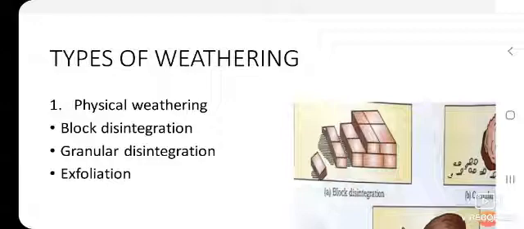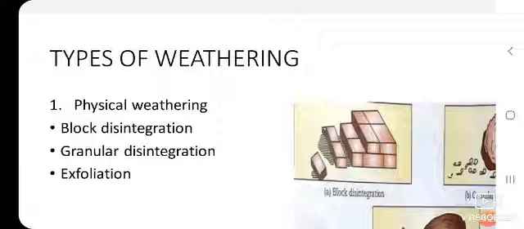And children, there are some major agents or factors which are responsible for the physical or mechanical weathering. As earlier also we have discussed in the factors influencing weathering, they are temperature, moisture, wind, frost, and so on. One of the most important agents responsible for this physical weathering is the temperature changes, the moisture, and so on.